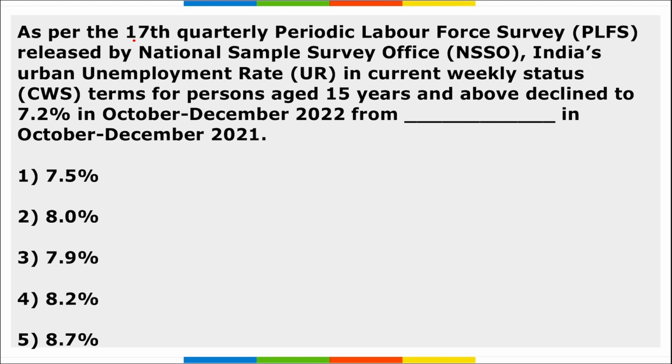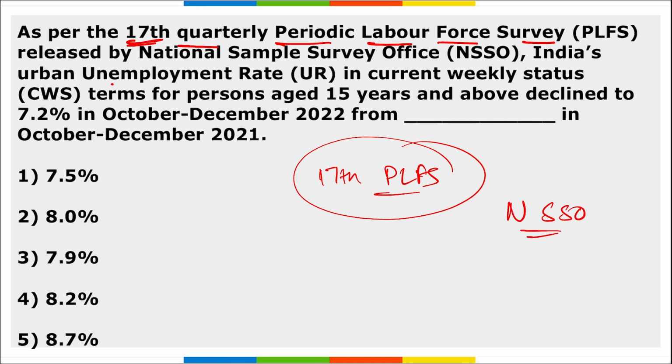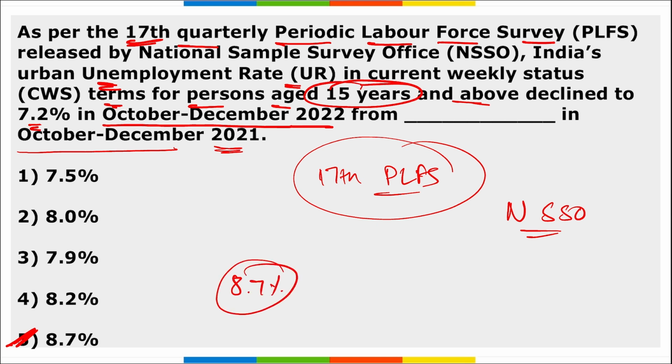Next, as per the 17th quarterly edition of the Periodic Labour Force Survey released by the National Sample Survey Office, India's urban unemployment rate in current weekly status terms for persons aged 15 years and above declined to 7.2% in October to December 2022 from 8.7% in October to December 2021. That means unemployment in India for people aged 15 years and above is declining. This is specifically for urban areas, not rural. Highest unemployment is in Haryana, almost 28-29%.